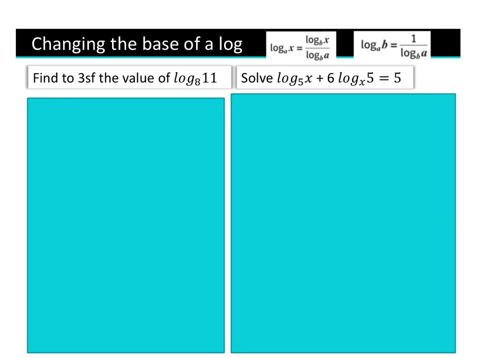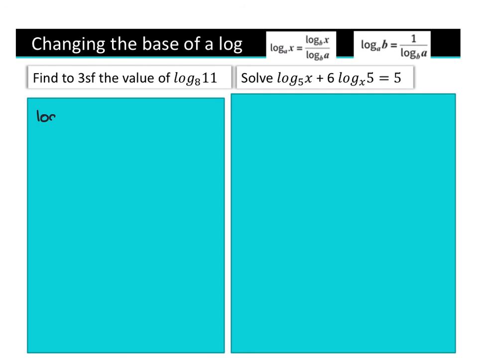Okay, so we have two rules here. We have log to the base a of x, which we could rewrite as log to the base b of x over log to the base b of a. And log to the base a of b, we can rewrite as 1 over log to the base b of a. For the first one, I know we have a special calculator, and what I forgot to mention was the question said, calculate this as a base 10. So what we'd actually have to do is this.